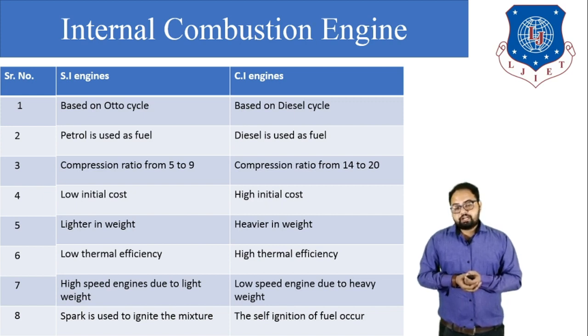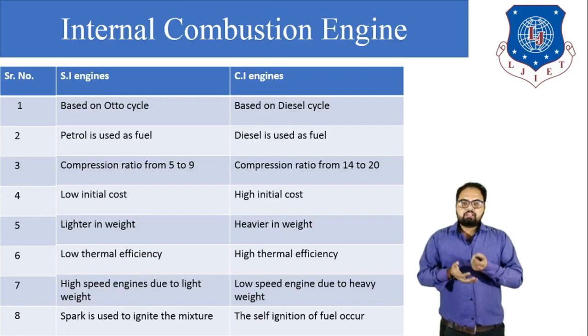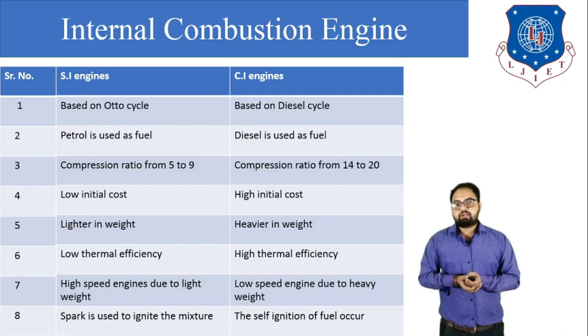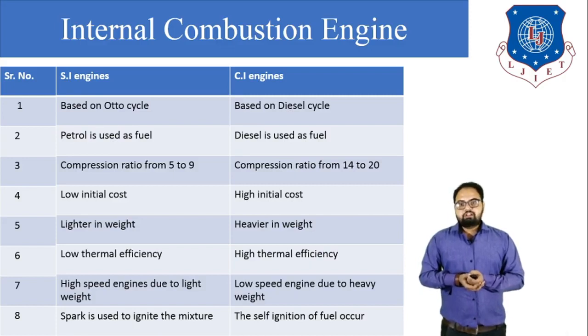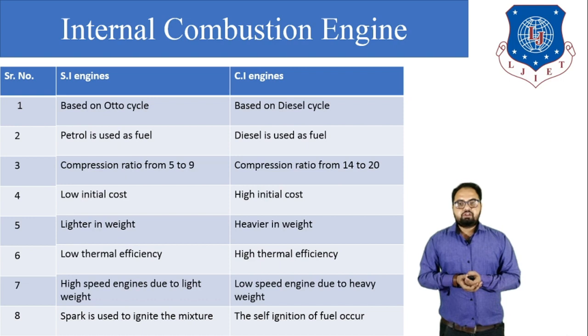SI engine is light in weight, CI engine is heavier in weight. The thermal efficiency of SI engine is low, the thermal efficiency of the diesel engine is high. The petrol engines are high speed engines due to light weight. Diesel engines are very low speed engines as compared to petrol engines due to their heavy weight.